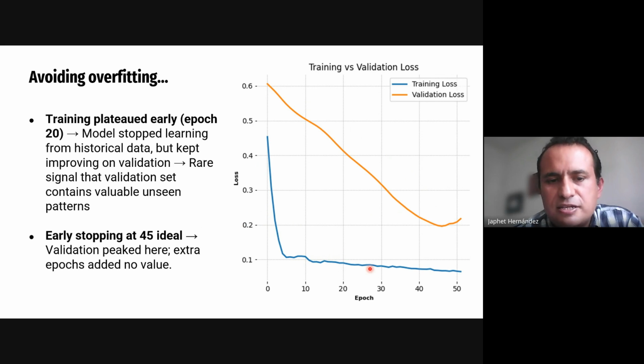And another thing that we can see here is that the validation loss stopped getting better by epoch 45. So we have a validation peak here, and any extra iteration adds no value.